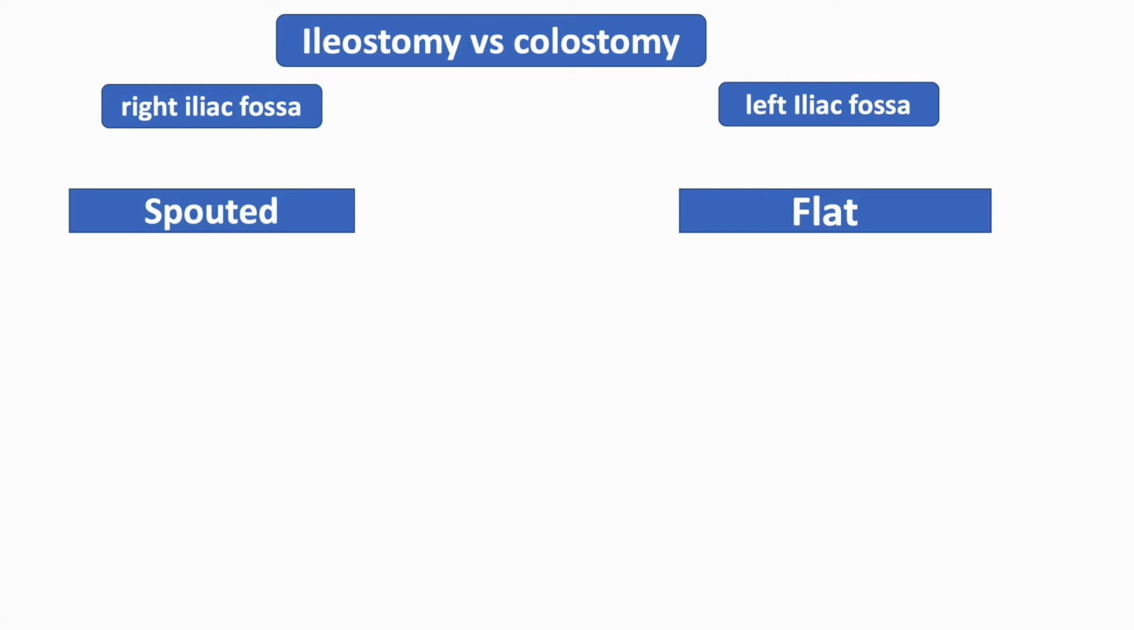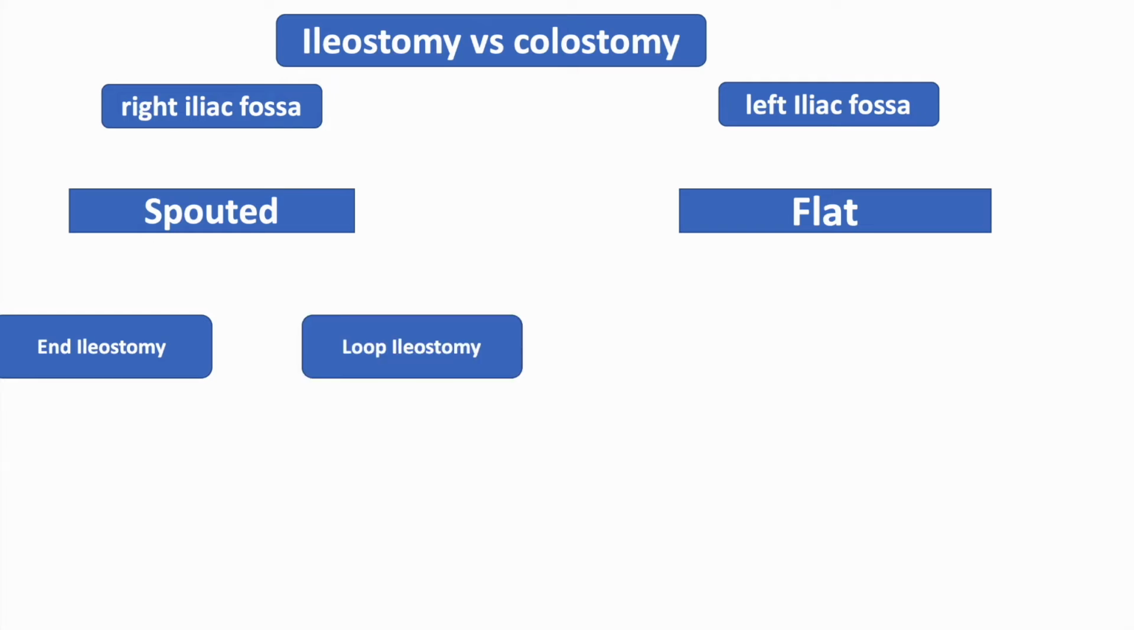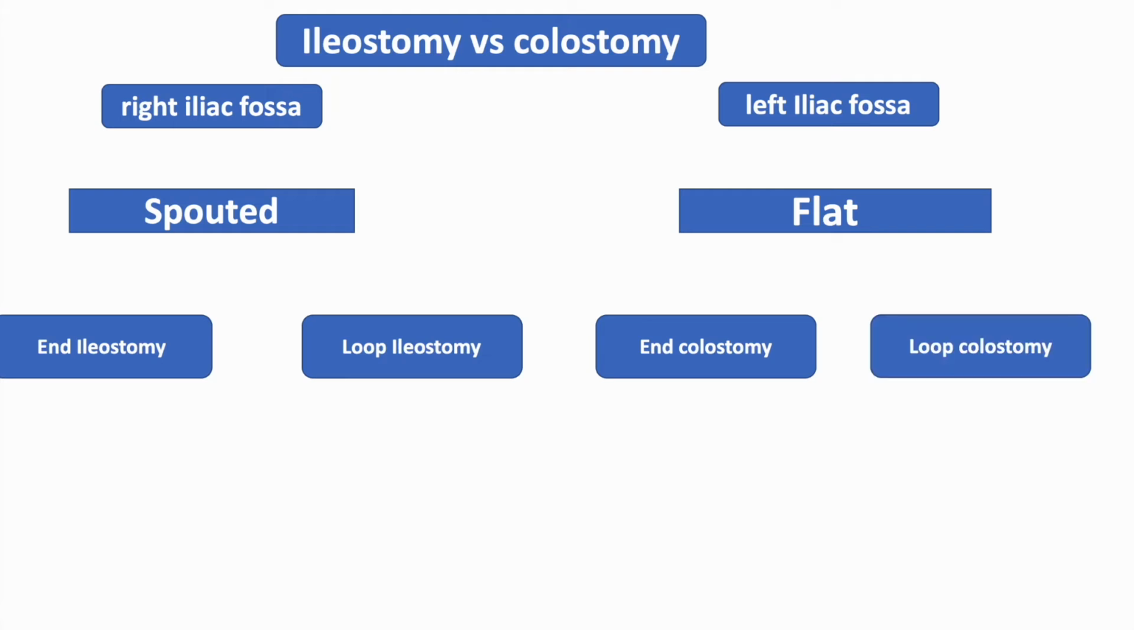Next question is about the number of the lumens. If we have 1 lumen, it's an end stoma. And if we have 2 lumens, it's a loop stoma. So that gives us 4 differentials. Whether it's an end ileostomy, a loop ileostomy with 2 lumens, an end colostomy with 1 lumen, and a loop colostomy with 2 lumens.